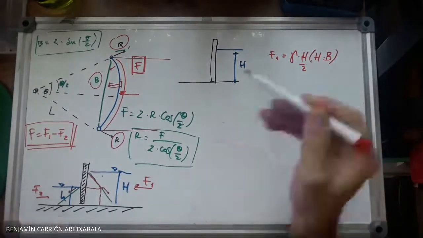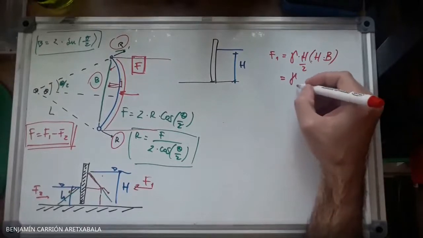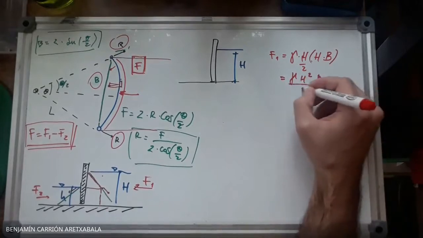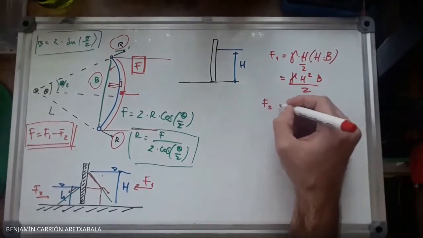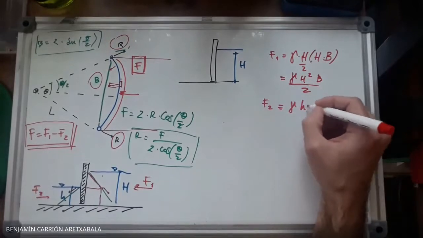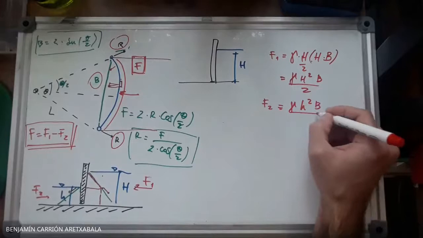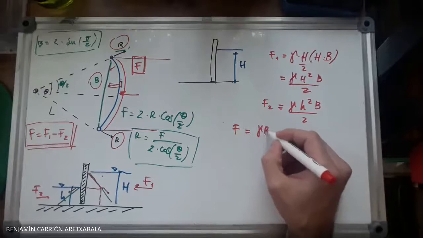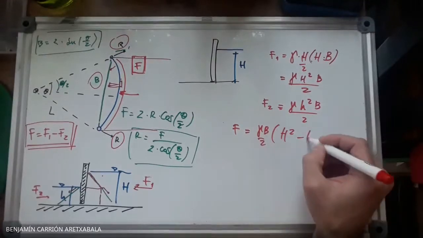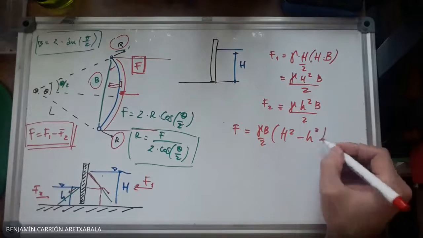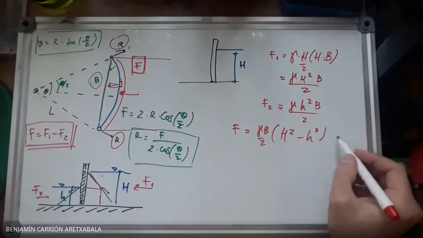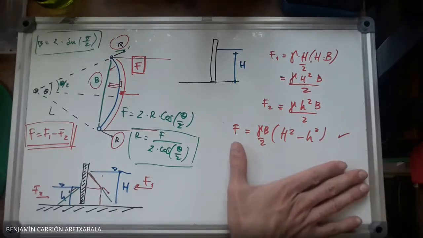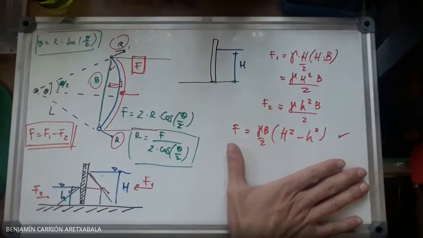So F1 is nothing more than gamma H B over two, right? And you can see F2 is just the same thing, but with h small. So big F is just the difference of these two. So it's gamma B over two times H squared minus h squared. And this was the total force. Okay. This part is clear. I have no problem explaining it again.